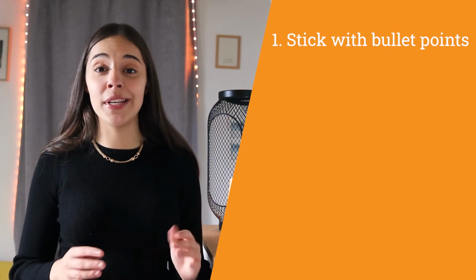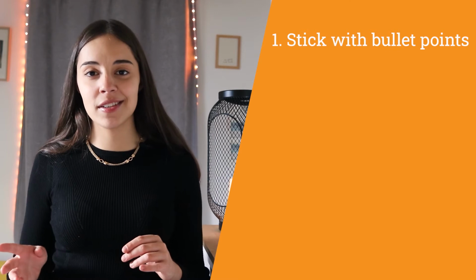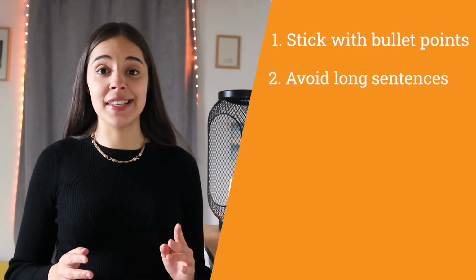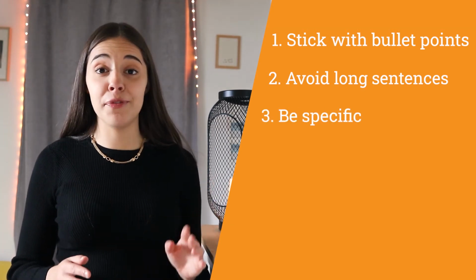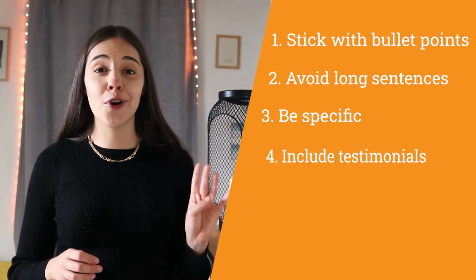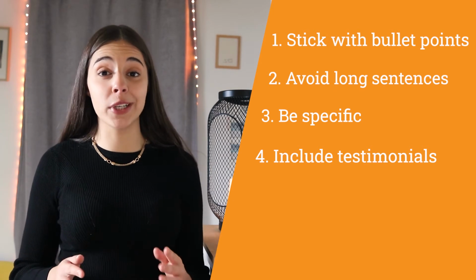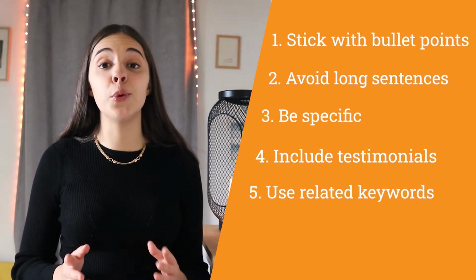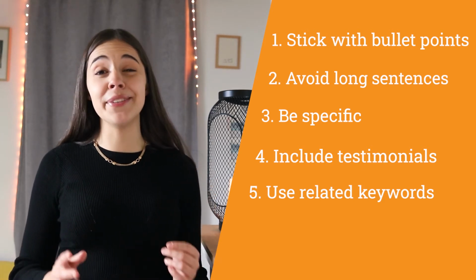And if you need some tips for writing a good about section, here are some. First, stick with bullet points and short paragraphs. People don't want to read a long format text. Second, avoid long sentences that will take the attention away from your readers. Third, be specific about what you offer and why it is a good fit for your target audience. Fourth, include testimonials from past clients and people with whom you have worked in your industry. And finally, use keywords to make sure your profile is found when people search on LinkedIn or even on Google.